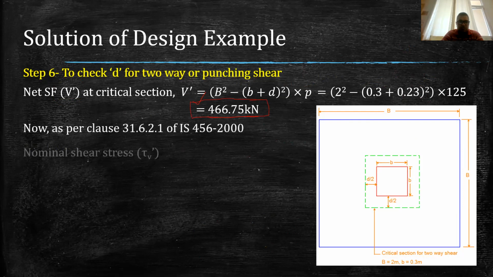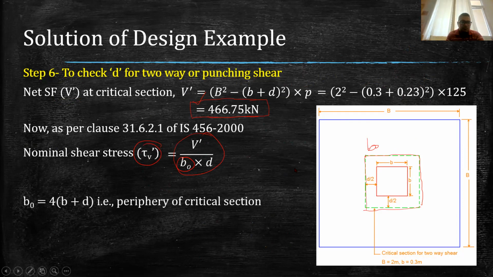Now we can calculate the nominal shear stress also, and nominal shear stress formula is V dash upon b naught. Here b naught is the length of critical section. So length of critical section is this plus this plus this plus this. So that is the b naught. So this is basically the perimeter of this critical section. So b naught is 4 times (B plus D), and putting the value we get b naught as 2120.